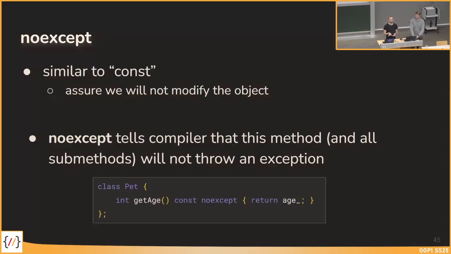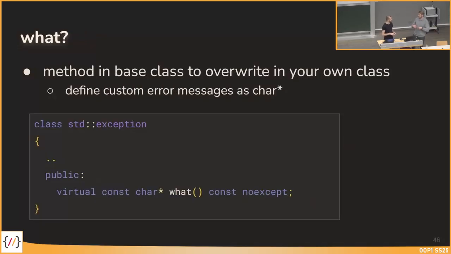Sometimes you need that, or at least it's very good practice to write it there, because you can now assure that this will not throw an exception. That's basically noexcept, just a keyword. It's like a promise to the compiler or to other programmers that in this function and all the other functions called here, there will not be an exception thrown.